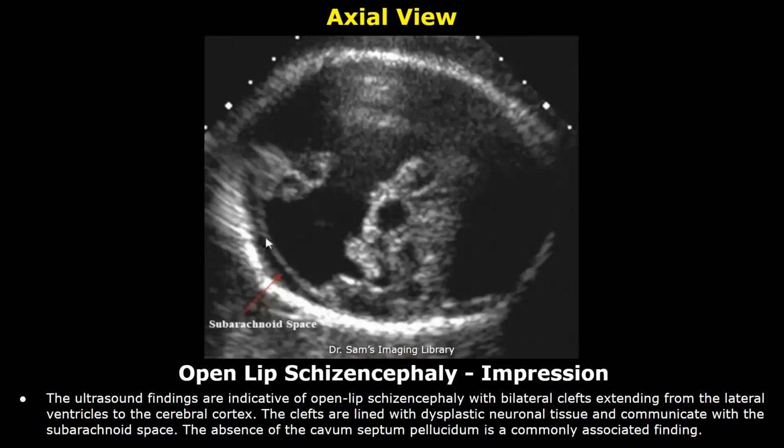This is the impression. The ultrasound findings are indicative of open lip schizencephaly with bilateral clefts extending from the lateral ventricles to the cerebral cortex. The clefts are lined with dysplastic neuronal tissue and communicate with the subarachnoid space. The absence of the cavum septum pellucidum is a commonly associated finding.